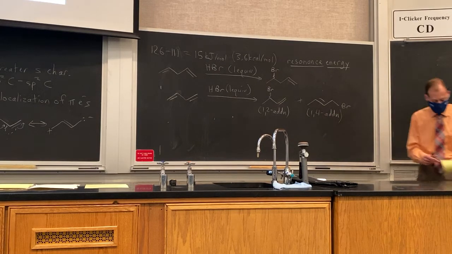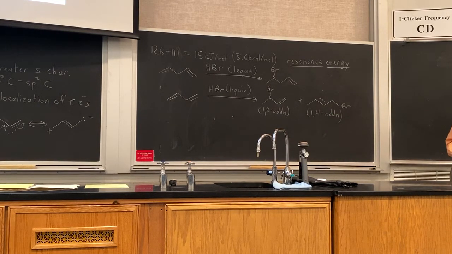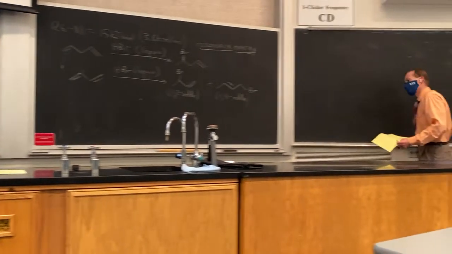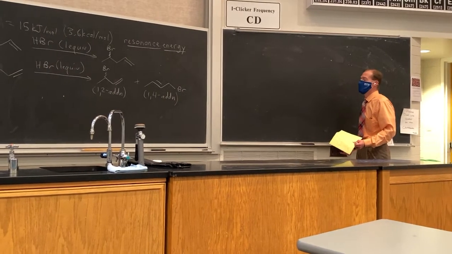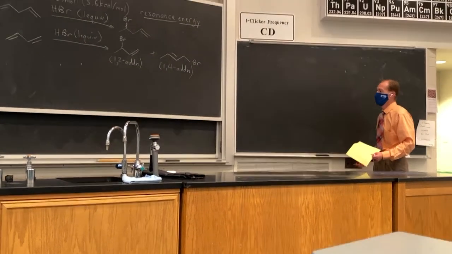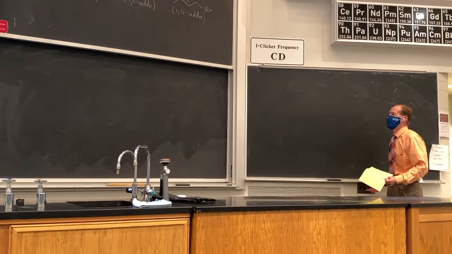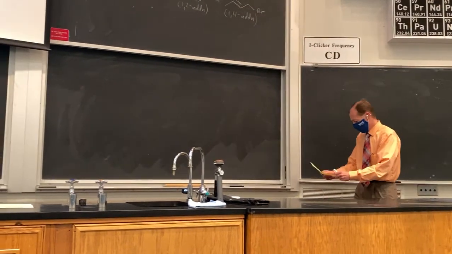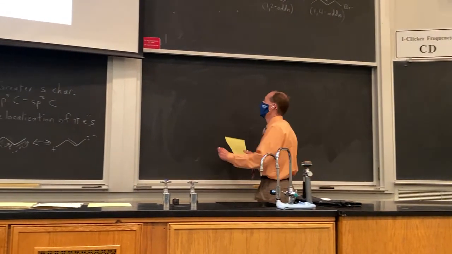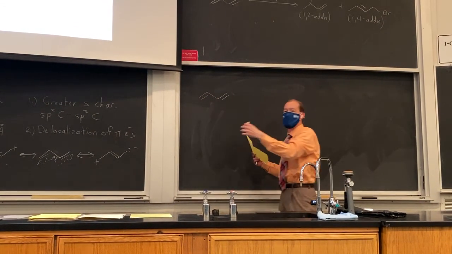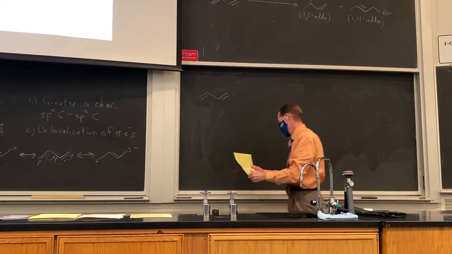Okay? So why do we get two different products? Well, it has to do with the mechanism of the reaction. We'll go ahead and raise this up. I don't think we have enough room to write that mechanism on what remains of the board there. So we start out by protonating our alkene.